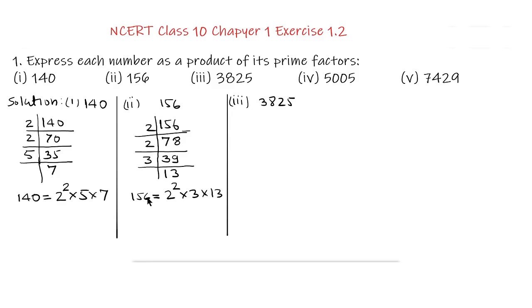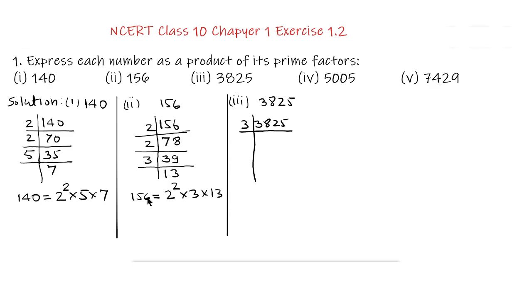Part 3 of the question, 3825. We know that this number is ending with 5, so it is not even number, so it will not be divided by 2. Now we take the sum of all the digits, that is 3 plus 8 is 11, plus 2 is 13, plus 5 is 18. So 18 is divisible by 3, so this number will be divided by 3.